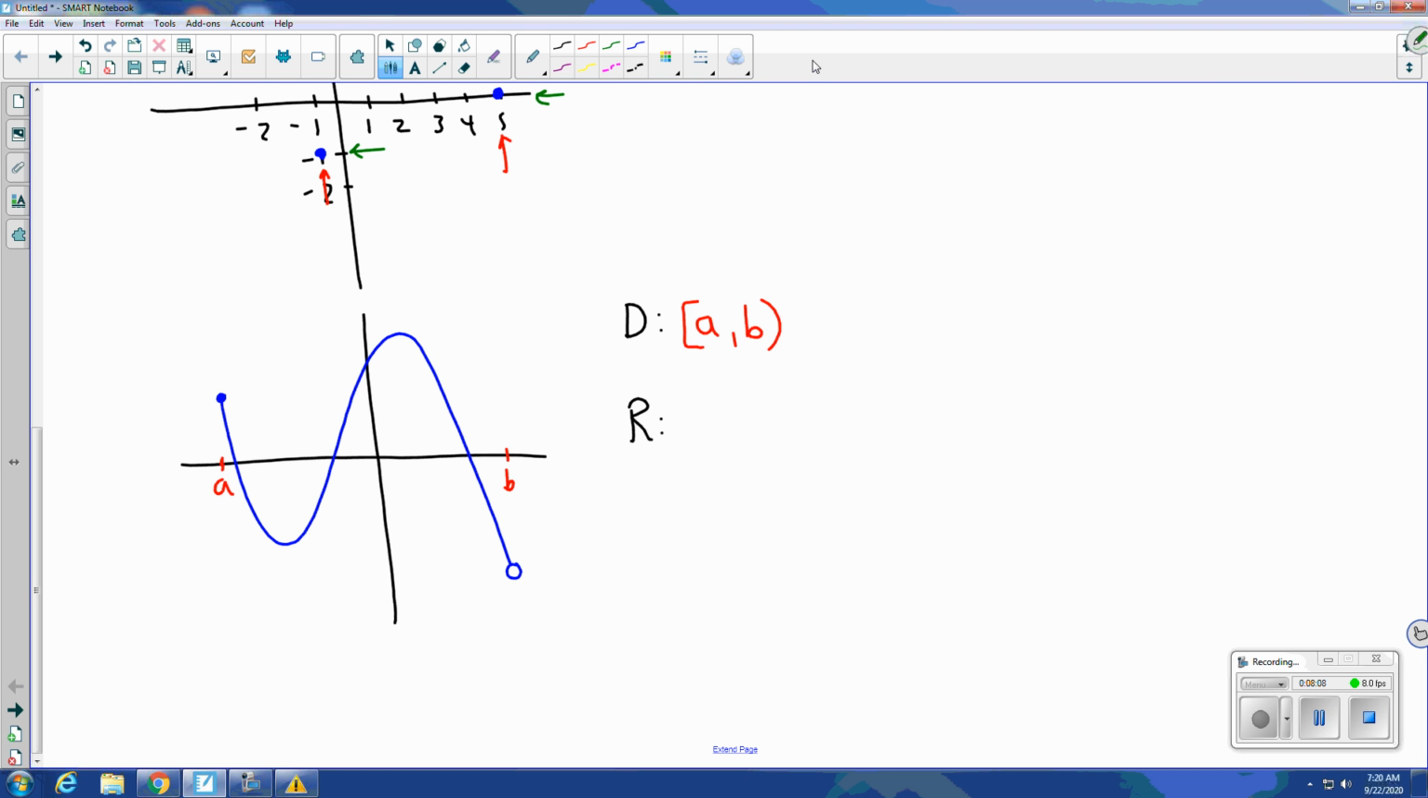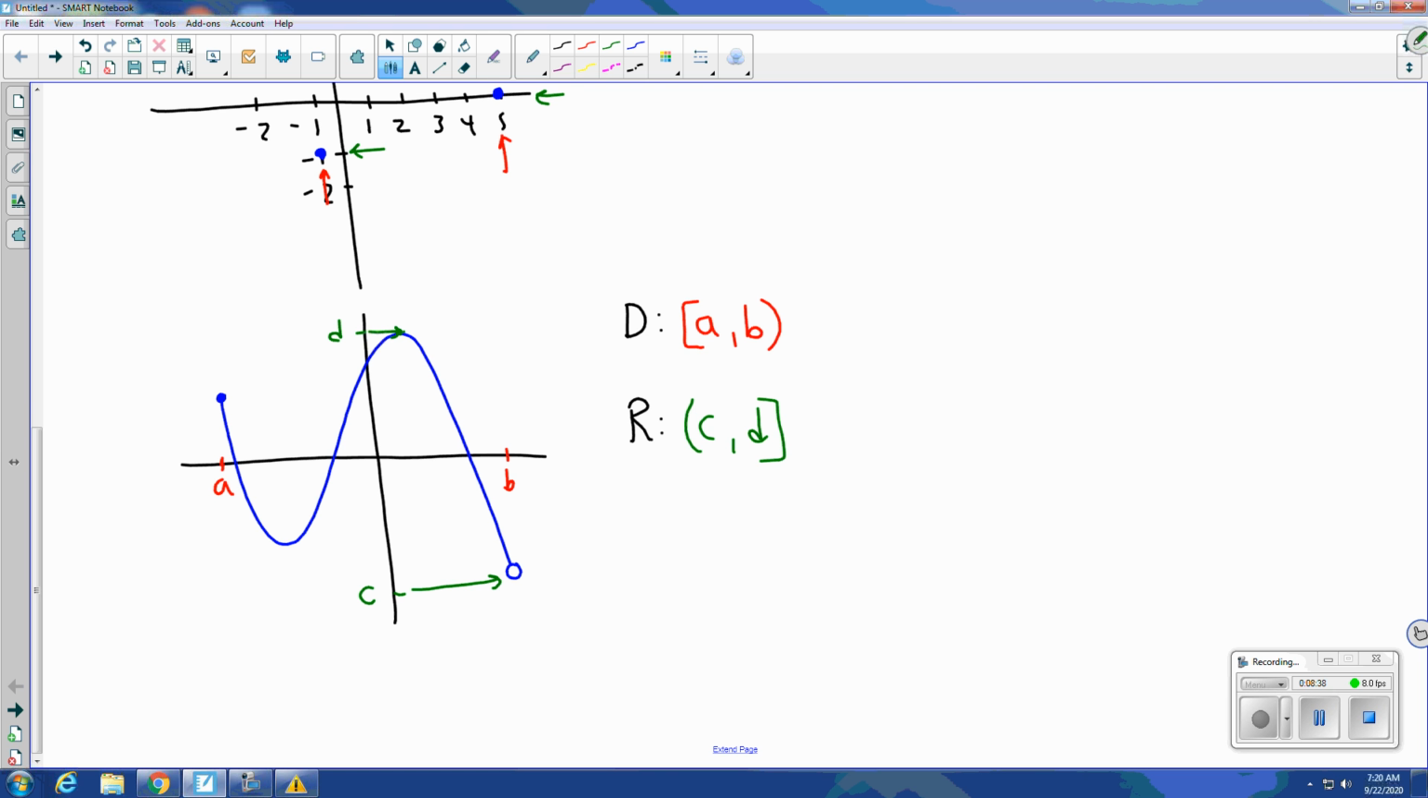Find its lowest point. Let's say that's C, and its highest point, let's say that is D. So range is coverage of the y-axis. And again, we always want to list least to greatest, which is why we're working from down to up in this case. So C, is it included? No, because there's a circle at C. Is D included? Yes, because there's a closed circle at D. So we're going to do C to D, and there's our range.